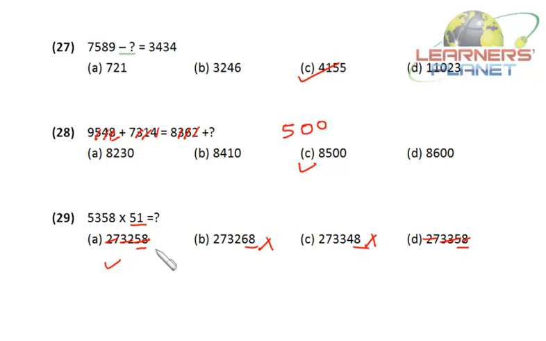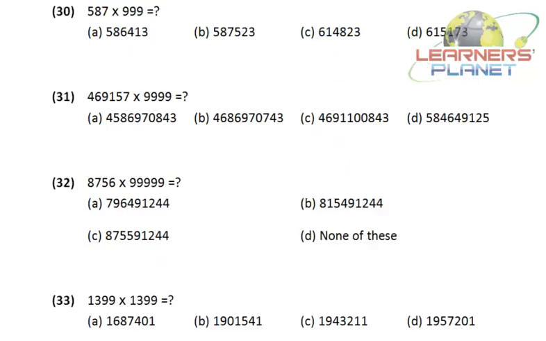Okay friends. Now let's see this problem, 587 into 999. Suppose I make this 999 as 1000. So the answer will be 587,000. So actually my answer should be less than that. That is 587,000. So I have only one choice over here, that is 586413, which is less than 587,000. All other choices are more than that. Okay. So this one will be the correct option.